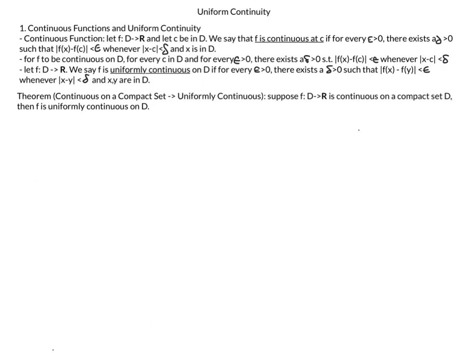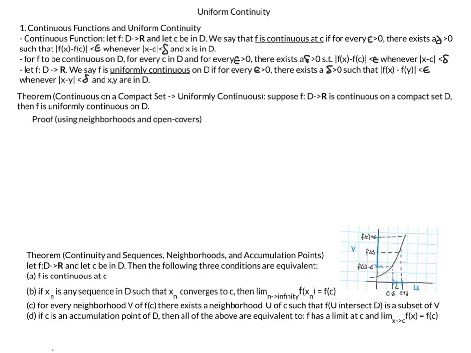So our next theorem says if f is continuous on a compact set D, then f is uniformly continuous on D. The proof uses neighborhoods and open covers. Down here I have the relevant theorem that we will be using, and this is from the chapter on continuity, the definition of continuity. This theorem relates continuity to sequences, neighborhoods, and accumulation points. The part we're going to use is the one about neighborhoods.